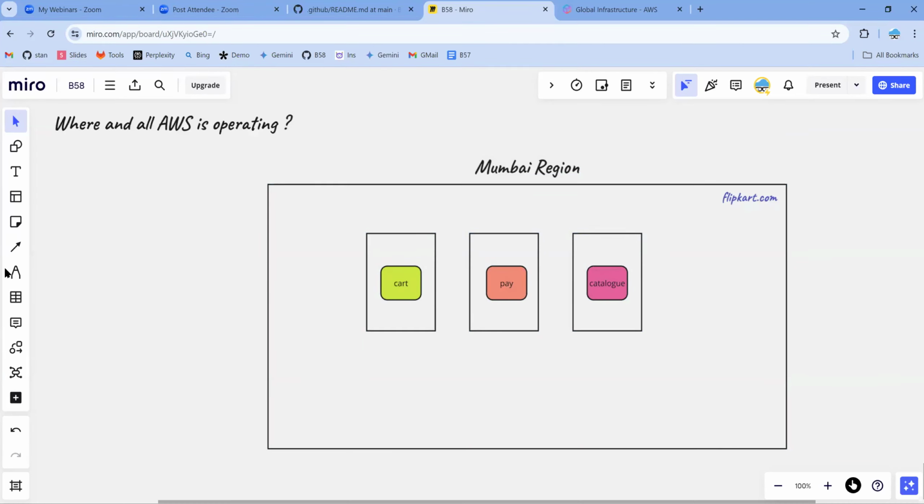Because of some XYZ reason, if you lose the payment server, people who want to do shopping can still see the items available in the catalog, and they should be able to add them to the cart. But if they wish to make the payment, will it work? Assume that the server is down because of some XYZ reason. What will happen? Anyone? Will people be able to make payments? Anyone?